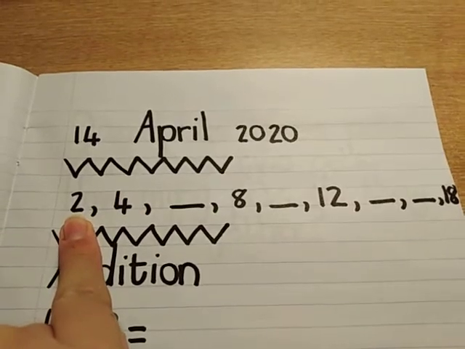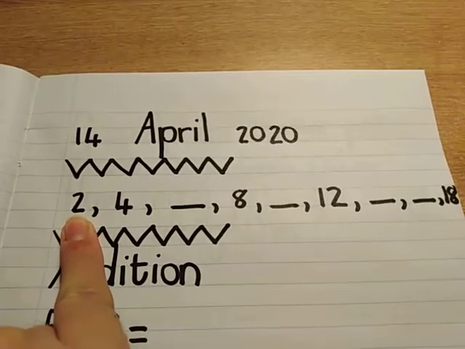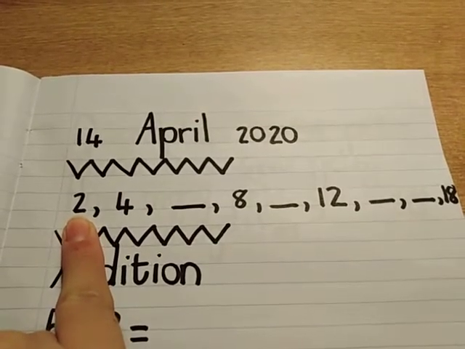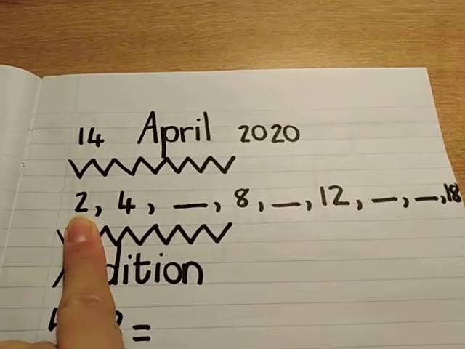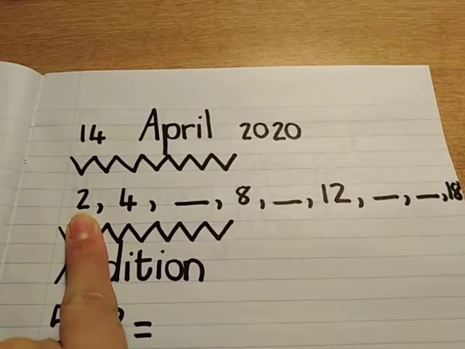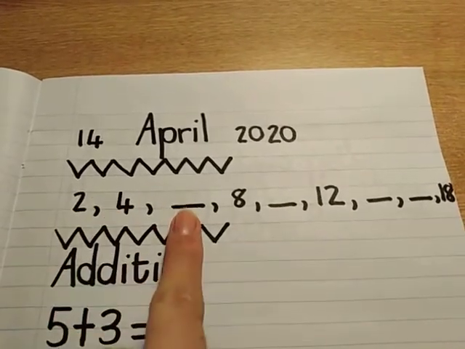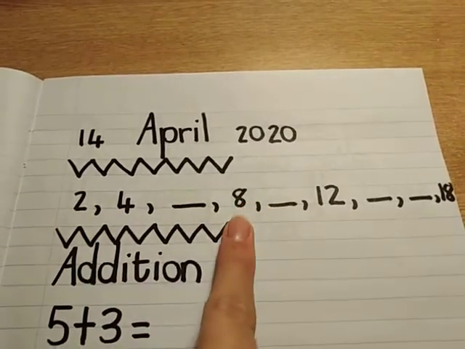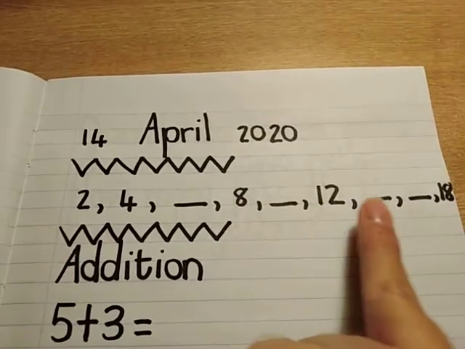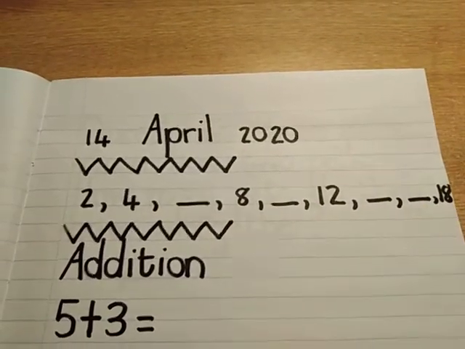Now we're going to count in twos. You can have a look at your number grid where you colored in counting in twos if you get stuck here, but we'll just finish the numbers that have been left open. So we'll go 2, 4, and you write the one that's missing there, 8, 12, 2 over there, and 18.